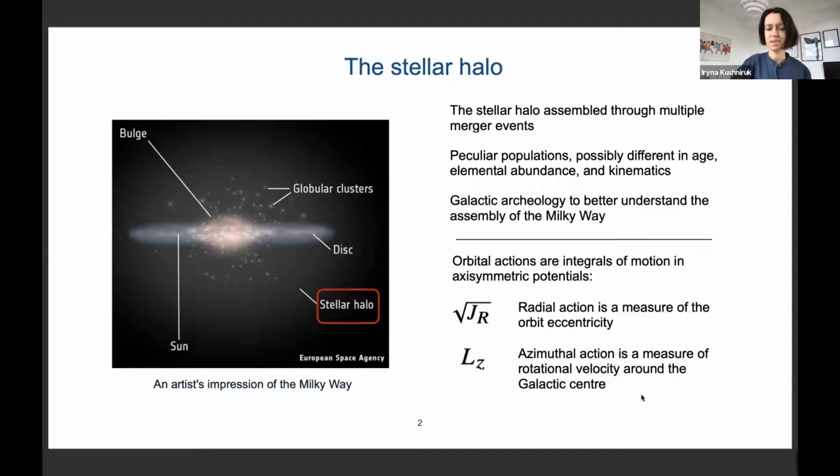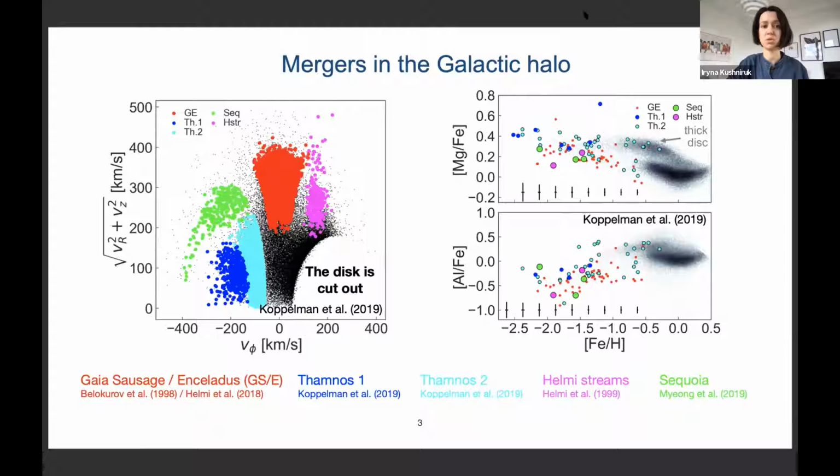Okay, so we keep that in mind and move on to the next slide that shows a number of already known accretion events in the halo. It's for illustration, and I borrowed these plots from the Koppelman et al. paper. So it shows 1, 2, 3, 4, 5 accretion events in the velocity space, as well as in the elemental abundances space. And we can see that these groups actually stand out and they are different from the disk stars. So it's perfect to trace them in kinematics and elemental abundances spaces.